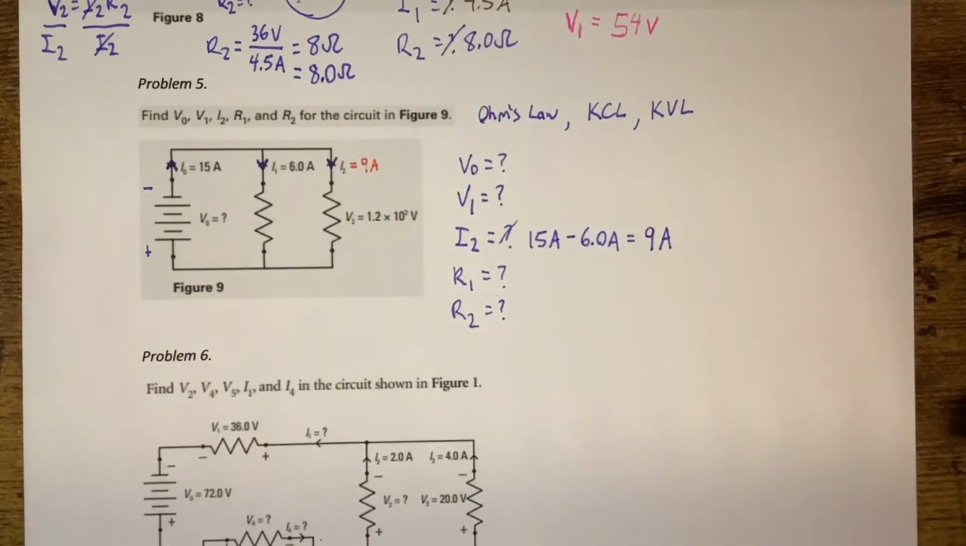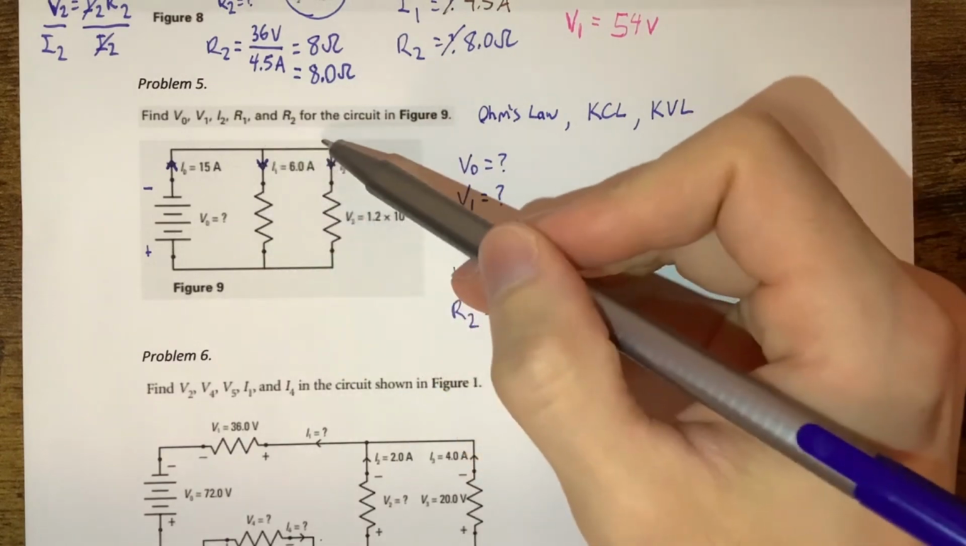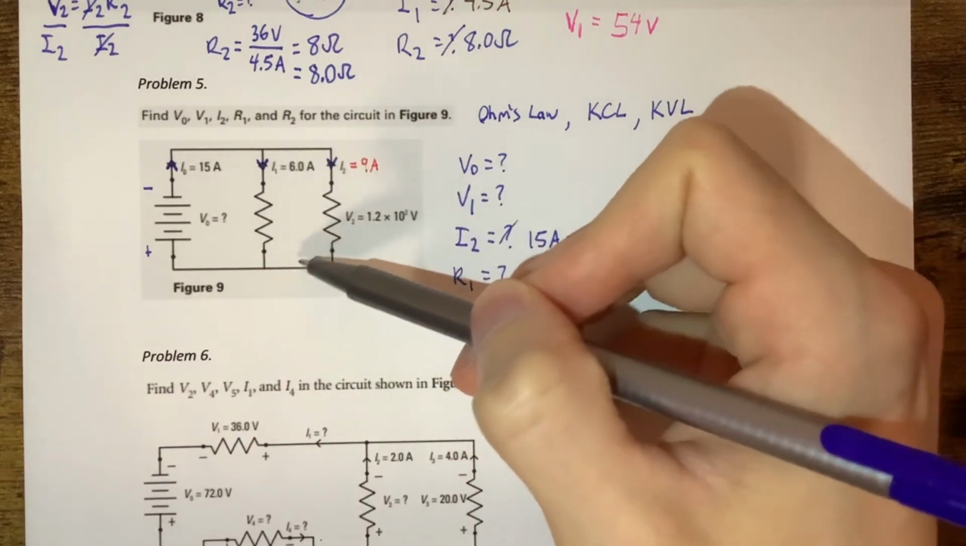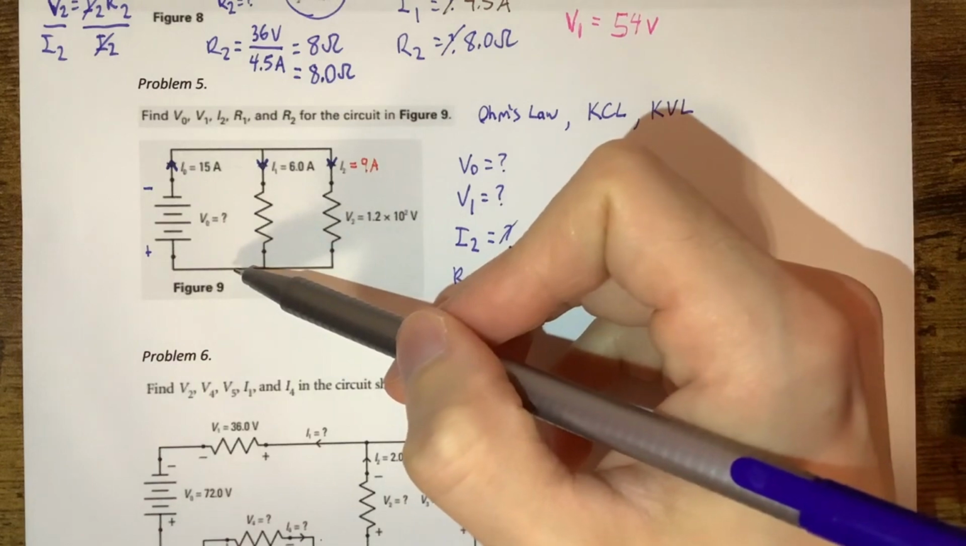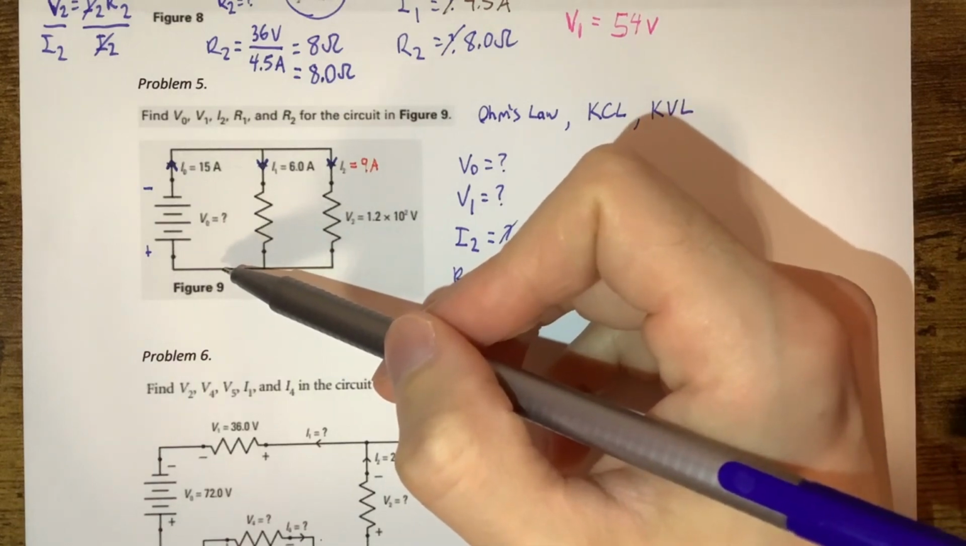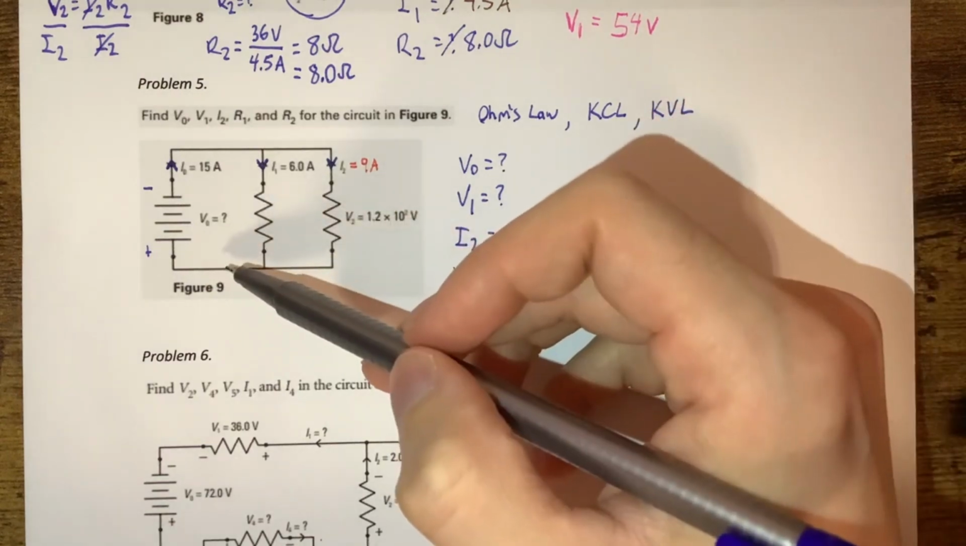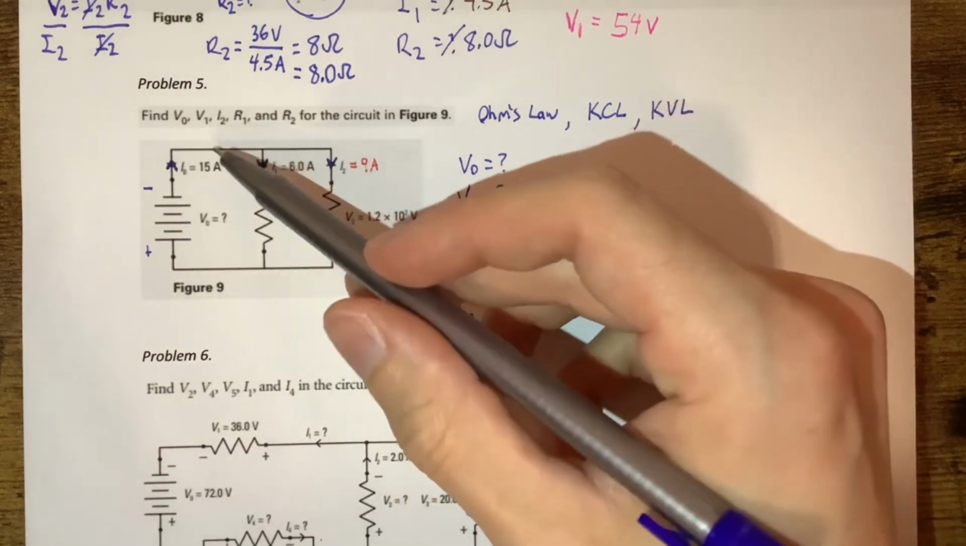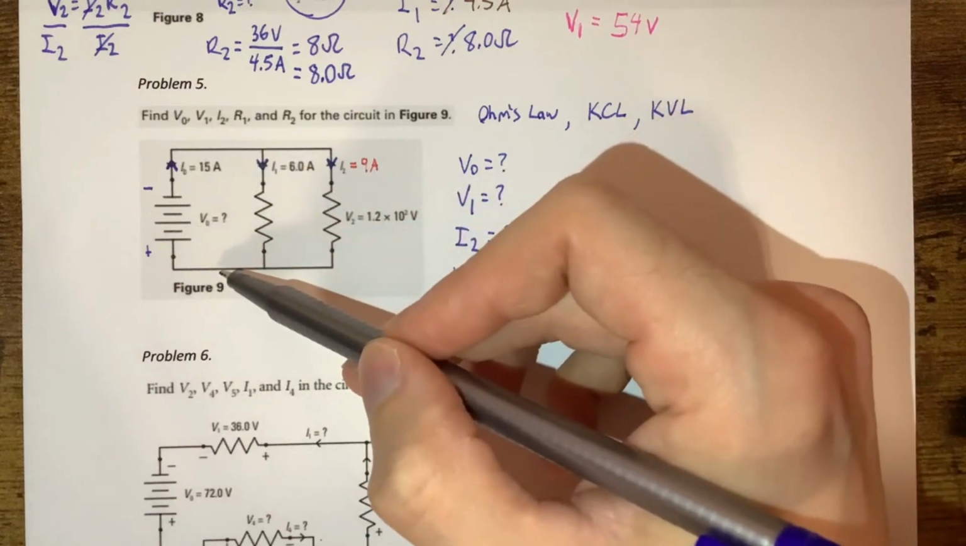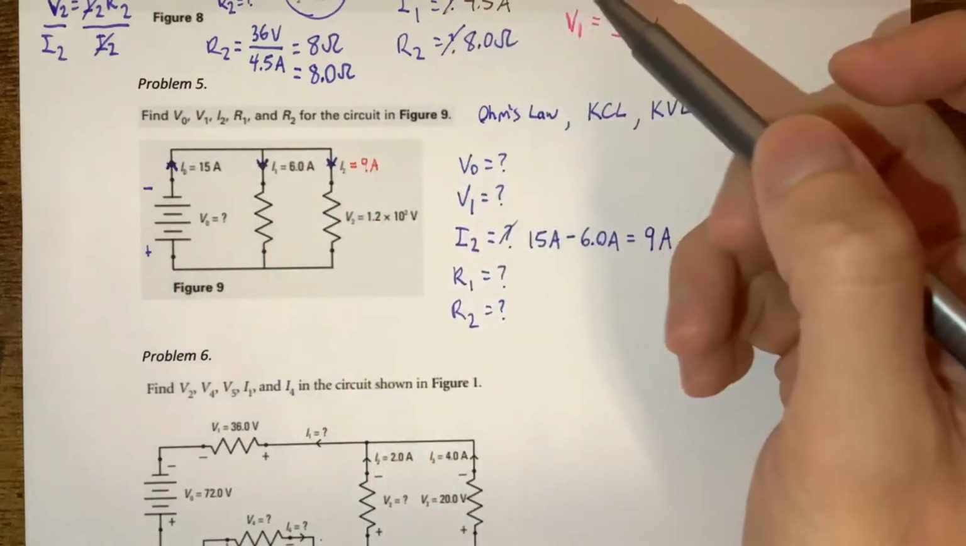Okay, and the same idea applies here. So this current is going to go down here, current is going to go down here, and then all this current rejoins over here, and then we're back at 15, right? So you can think of it as charge cannot be created nor destroyed, okay? So once it splits, it rejoins down here, okay?